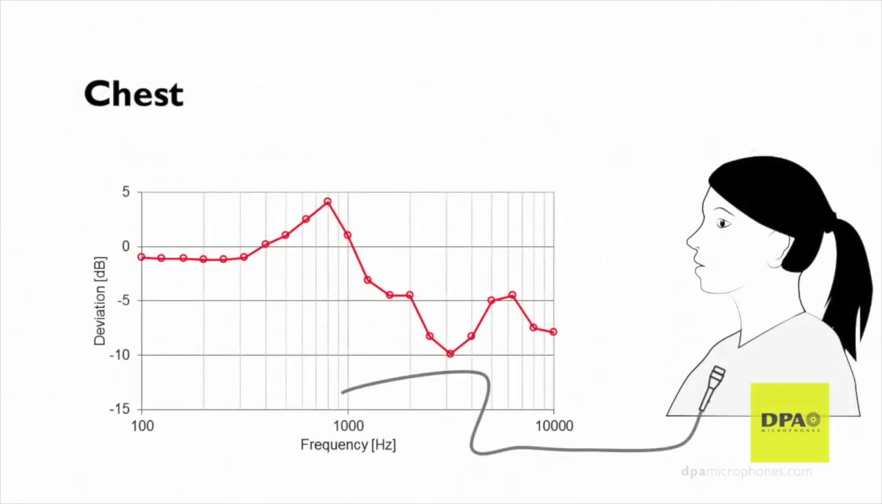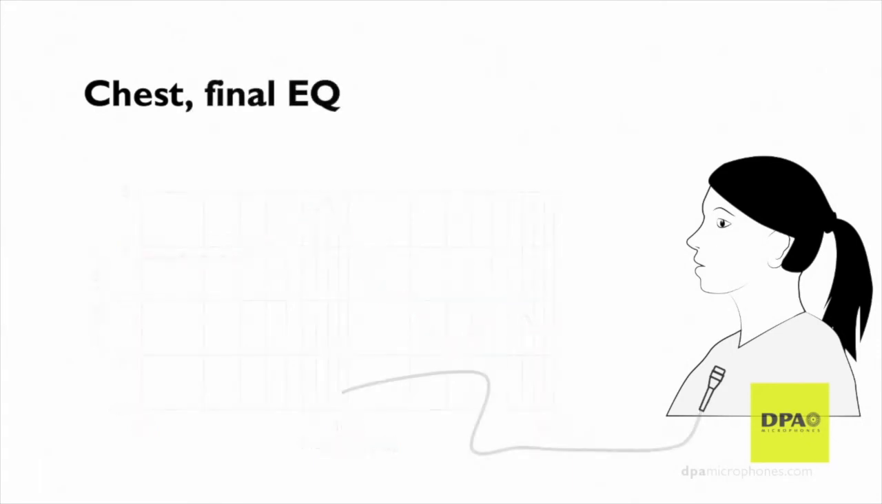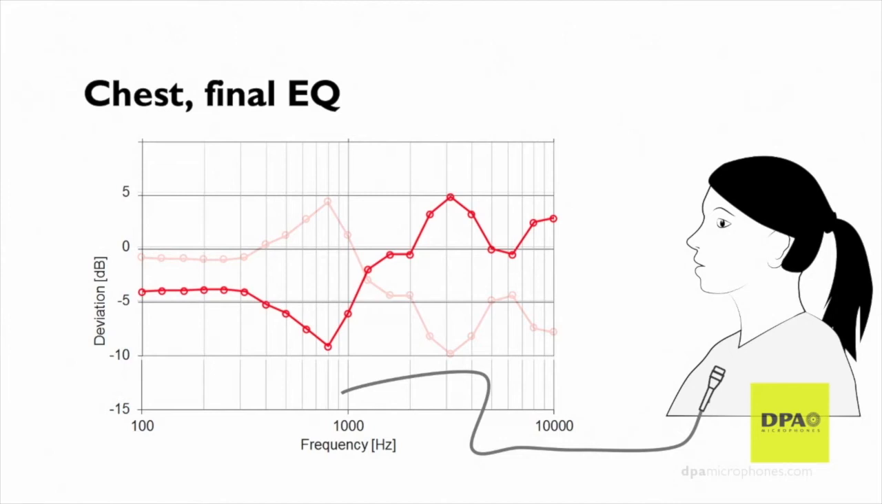And the way to compensate for that, this is the graph. This is the result of the placement due to the physics and to the directions. This is the resulting EQ. So if you do on your console the opposite, the mirror of that EQ, if you make a peak at around 3K and you make a valley around 800 hertz, then you are back to flat. You are doing the opposite of what the microphone placement is doing against you.